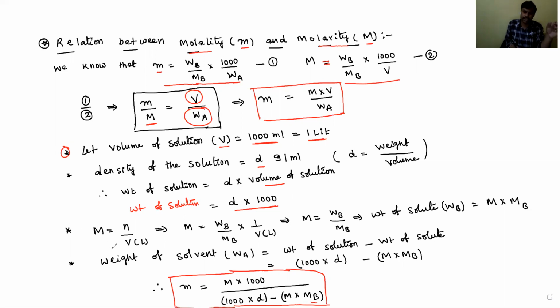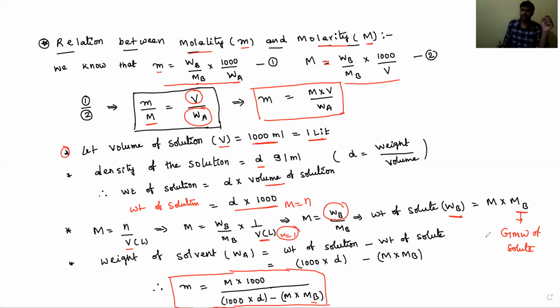So how to find the weight of solute? We know that molarity is equal to n by V in liters, and the volume is 1 liter. That's why M is equal to weight by gram molecular weight of solute, because M is equal to n. Since V is equal to 1, molarity is equal to the number of moles, because the volume of the solution is 1 liter. From this, the weight of solute, WB, is equal to molarity into gram molecular weight of solute.